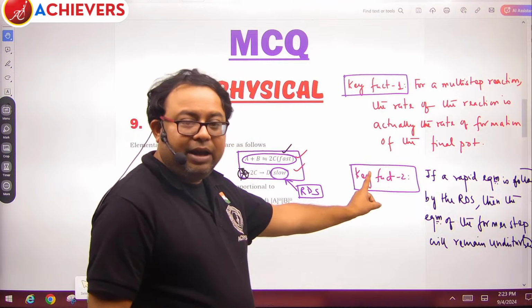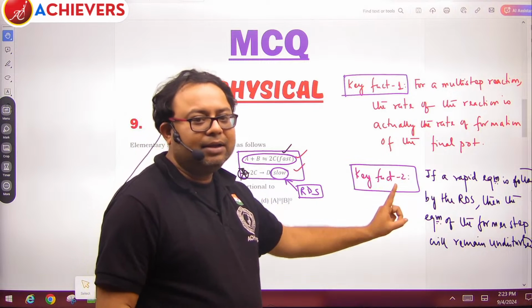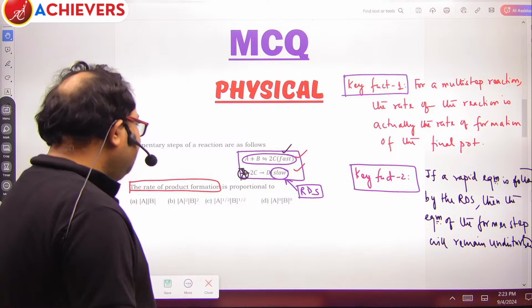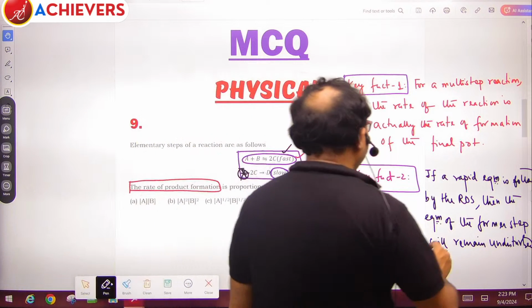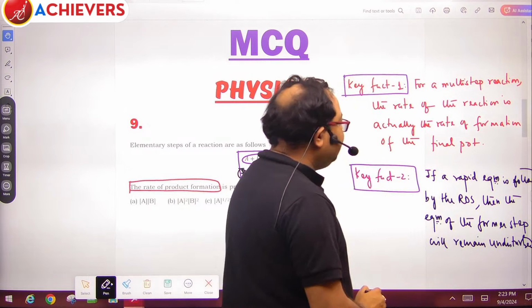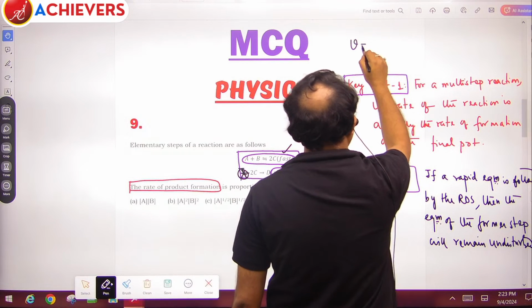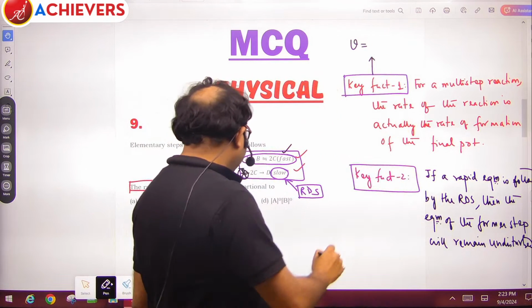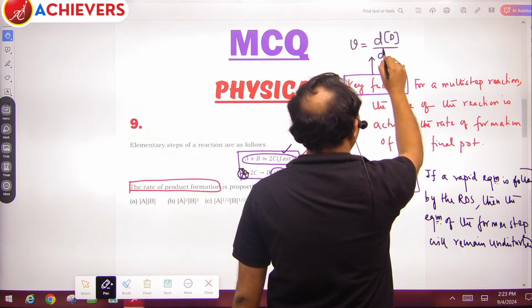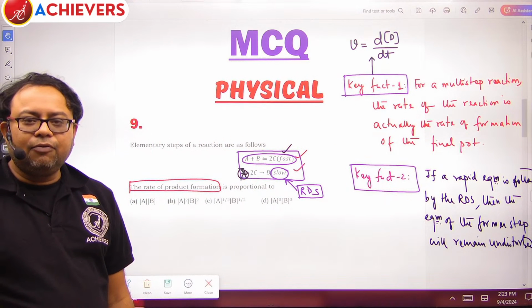So if you are aware of the second key fact, then obviously you will be able to solve this particular problem. Now the solution is very easy. You see, according to key fact 1, for a multi-step reaction, the rate of the reaction is actually the rate of formation of product. So from key fact 1, one can say that the rate of the reaction V is nothing but the rate of formation of product, that is d[D]/dt, the rate of change of concentration of D.